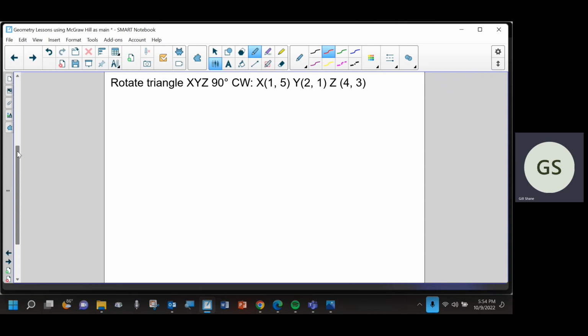And this is only for around the origin. Shoot, I didn't type this in here. This is only for around the origin. So rotating around the origin. Around the origin. This does not work if it's rotating about some other point.